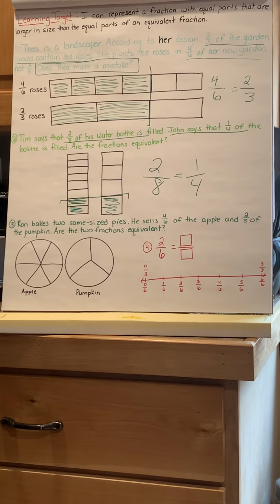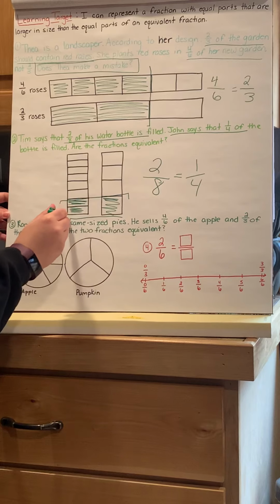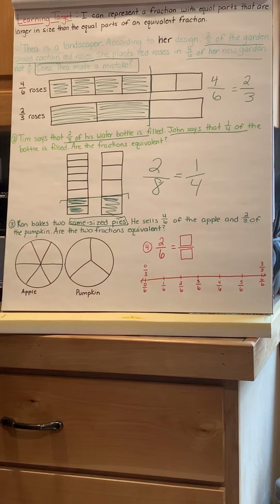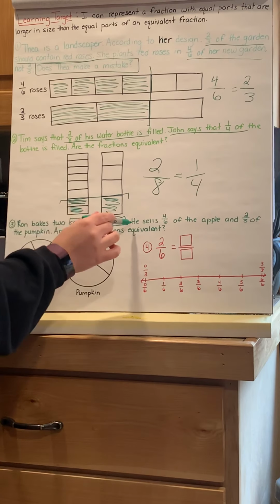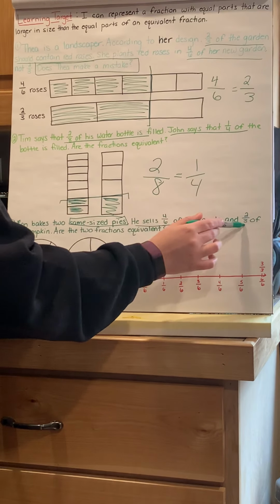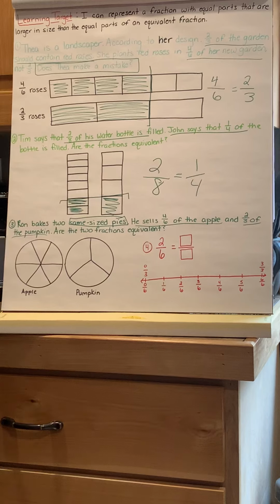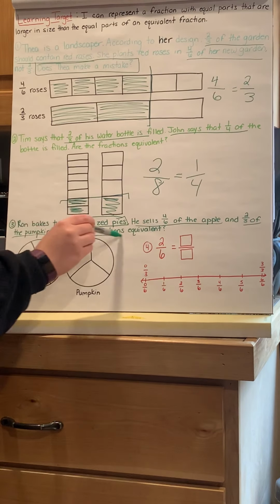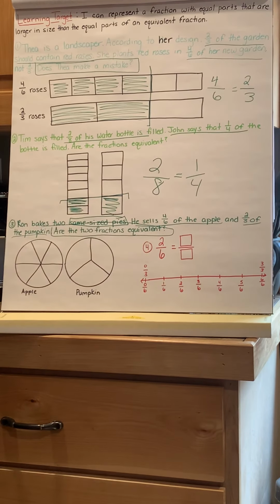So now we're going to step away from the fraction strips, and down here, I'm going to use circles this time instead. So Ron bakes 2 same-sized pies. This is important. Same size, which means we need to make sure that our circles or the pies are the same exact size, so we're able to compare them. He sells 4/6 of the apple and 2/3 of the pumpkin. Are the two fractions equivalent?